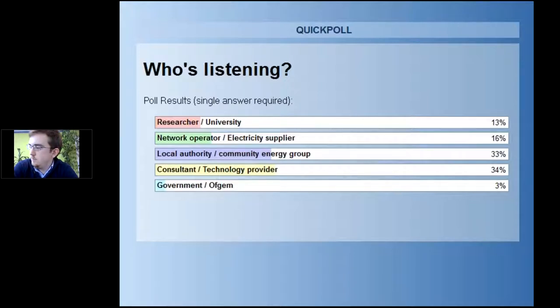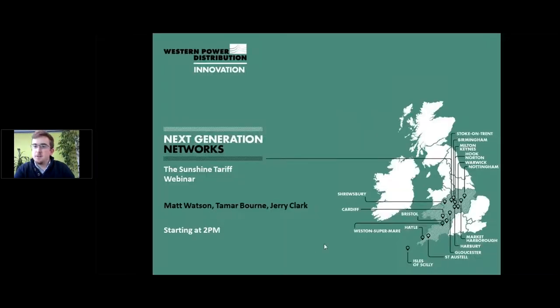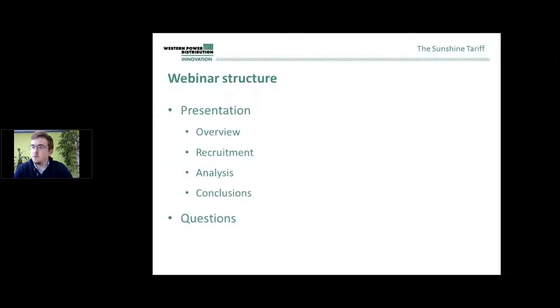Right, I'm going to close that in a second, and Matt is going to give you an overview of the project and an outline of what we're going to talk about. Great. So, as Greg said, I'm Matt Watson from WPD. I was effectively the project manager for the Sunshine Tariff from WPD's perspective, and I've been doing various different roles, various different projects within the Future Networks team, looking at various innovative new solutions to issues on our networks. And one of my areas of focus is particularly demand side response, so the Sunshine Tariff fits quite well into that. So today we're going to have a very quick overview of what we've been doing.